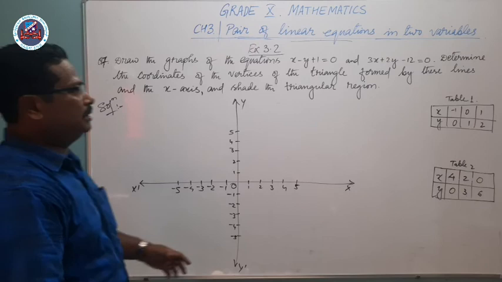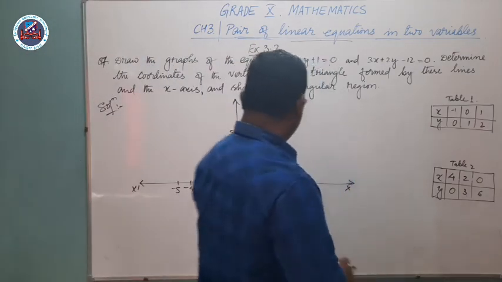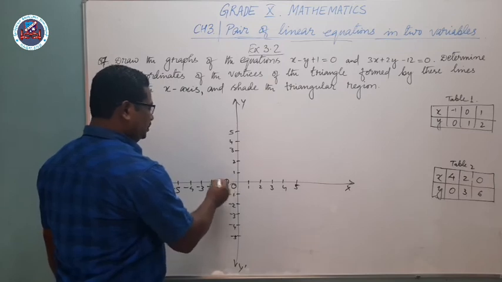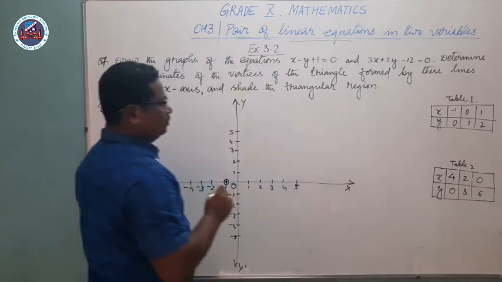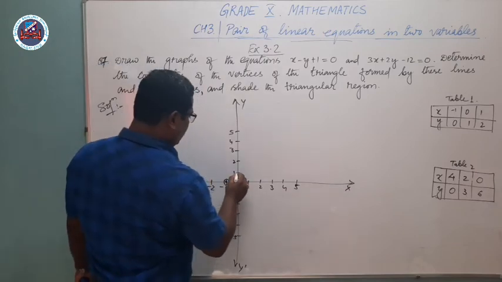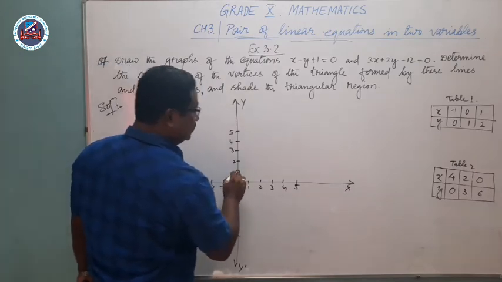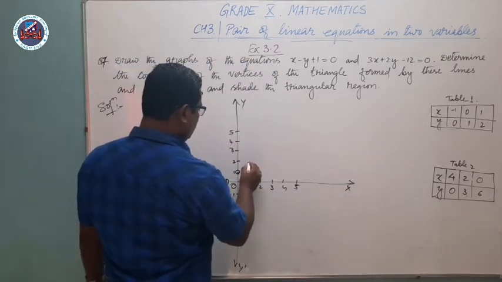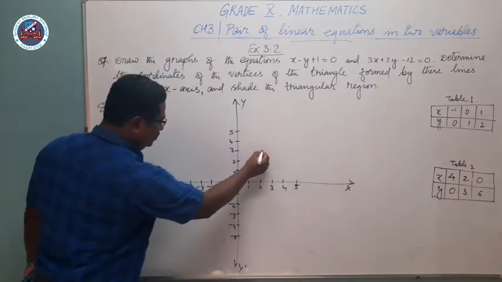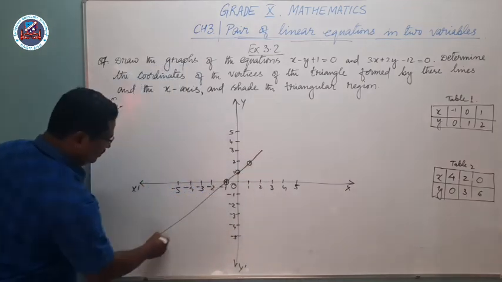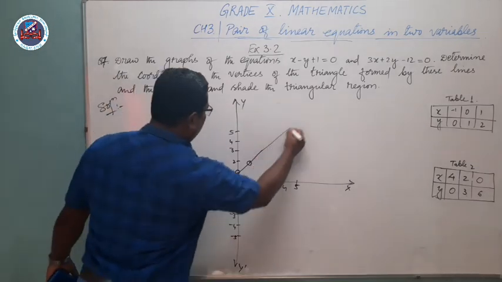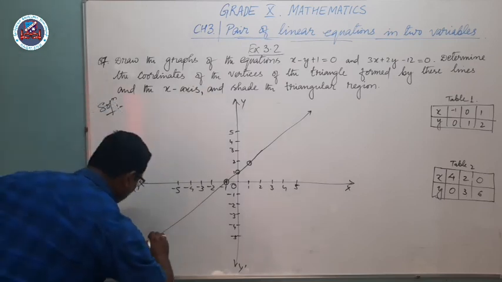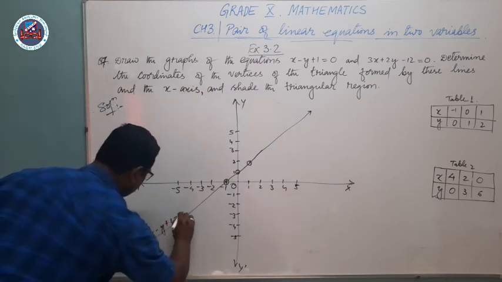Then put the values. When x is minus 1, y is 0, there itself you get the point. Then x is 0, y is 1, it is here. Then x is 1, y is 2, it is here. Then you can draw the straight line. This is for the first equation, that is x minus y plus 1 equal to 0.